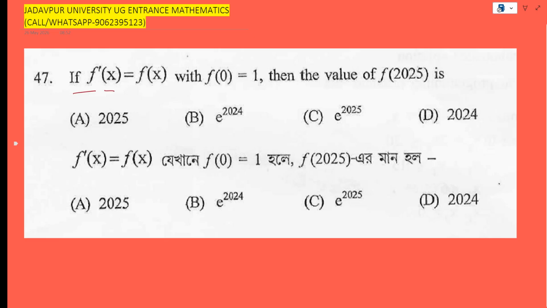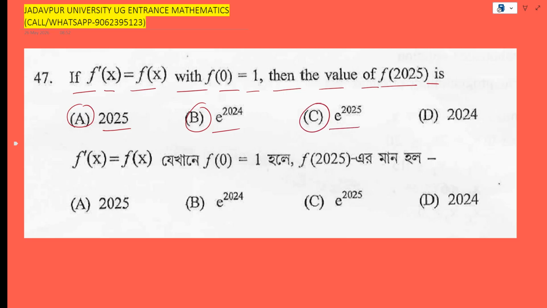If f'(x) = f(x) with f(0) = 1, then the value of f(2025) is what? A says 2025, B says e to the power 2024, C says e to the power 2025, and D says 2024. So f'(x) equal to f(x), where f(0) equal to 1, we have to find the value of f(2025). Okay, so let's do it.